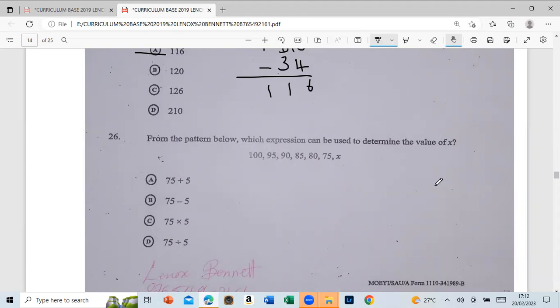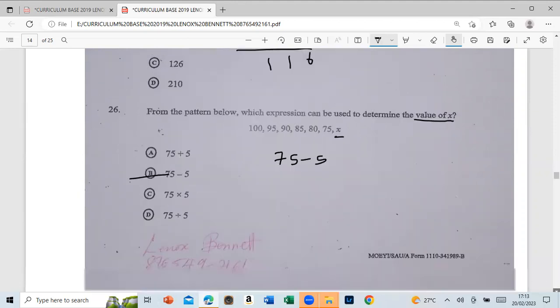From the pattern below, which expression could be used to determine the value of x? Alright, so here is x. But before we get to x, let us examine what's happening. So we have 100 and 90, then we go to 95. So it's a difference of 5, so it would be 75 minus 5. So you're just going to keep subtracting 5 all along. So the value of x would be 70.